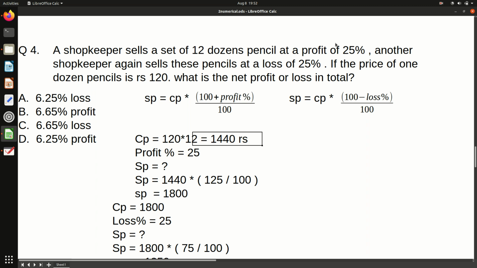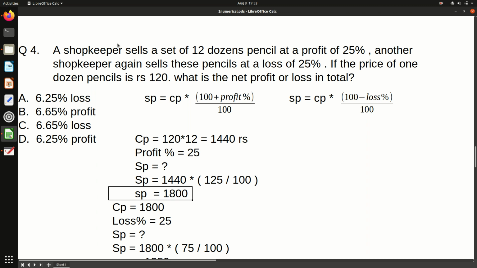And now we have profit, so profit percent equals 25, and we have to find SP, the selling price, because the first shopkeeper is trying to sell it at 25% profit. So we have to calculate SP. We can easily see that using this formula we can get the value of SP, because CP is given, profit is given. So just put everything. SP will be CP into 100 plus 25%, so 125 divided by 100. After solving this, we got the value of SP to be 1800.